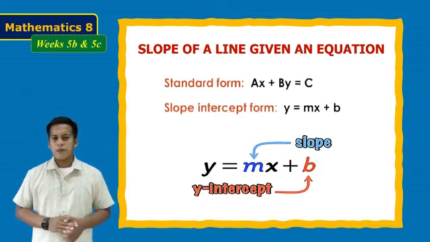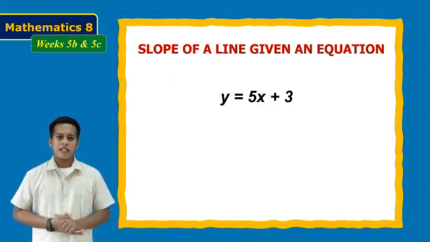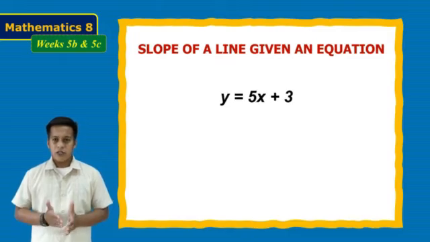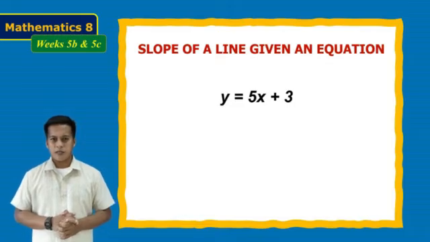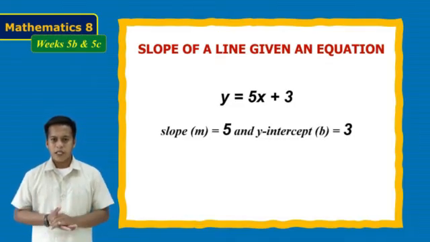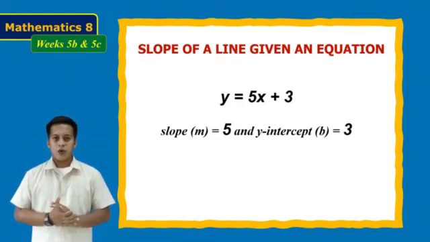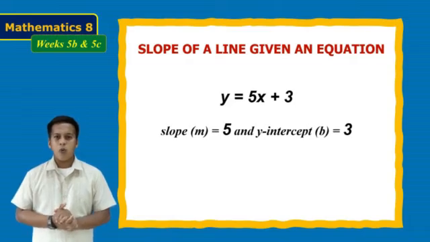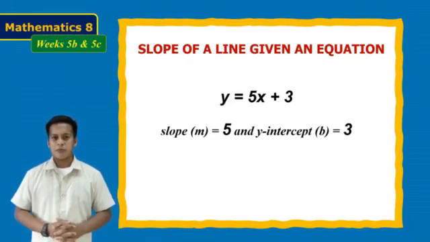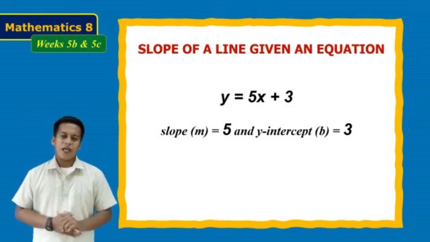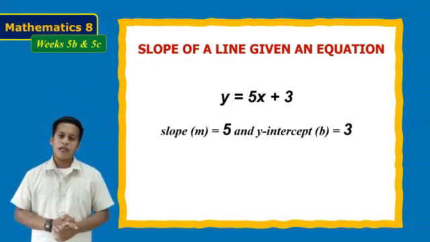Let's have an example. y is equal to 5x plus 10. The equation is already in slope-intercept form. y is equal to mx plus b, where the slope m is equal to 5 and the y-intercept b is 10. Take note, we can easily find the slope and its y-intercept if the equation is written in the form y is equal to mx plus b. What if the equation is not in the form of y is equal to mx plus b?